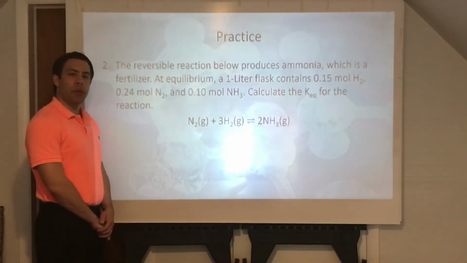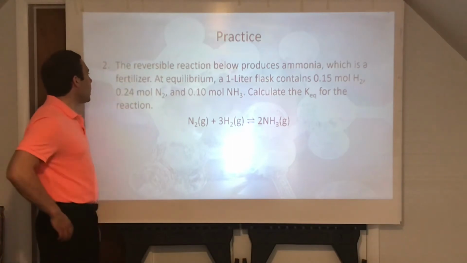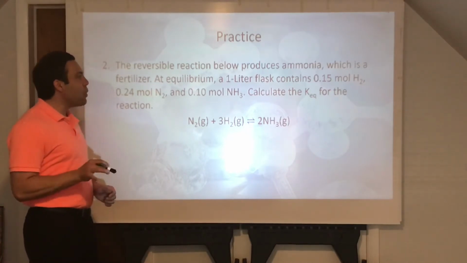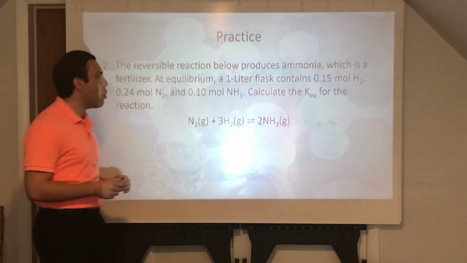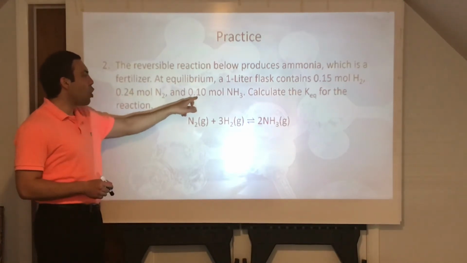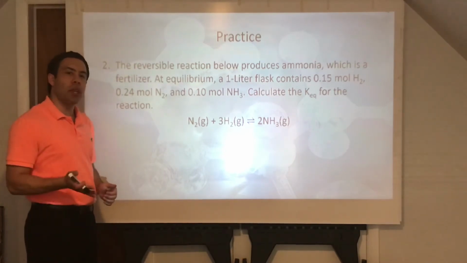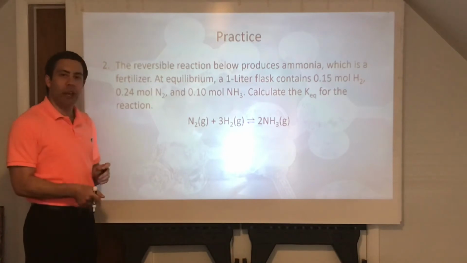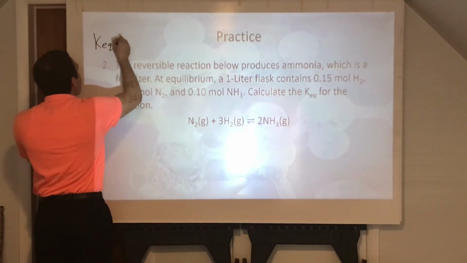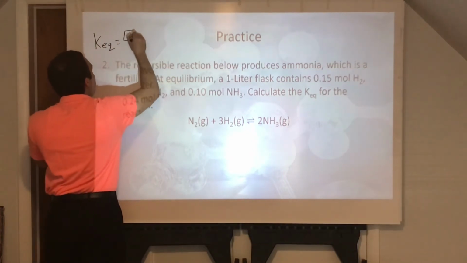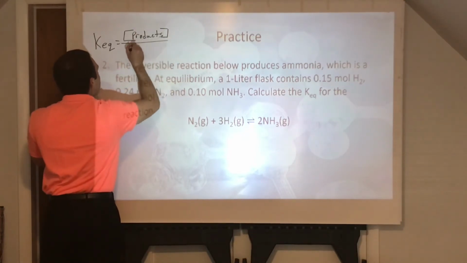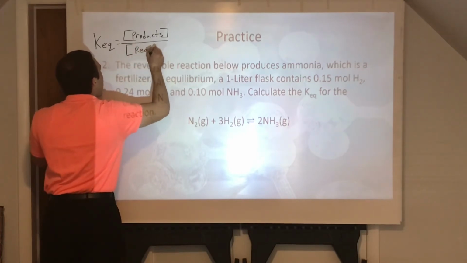Let's try problem number 2 together as well. Practice problem number 2 states, the reversible reaction below produces ammonia, which is a fertilizer. At equilibrium, a 1-liter flask contains 0.15 moles of H2, 0.24 moles of N2, and 0.10 moles of NH3. Calculate the KEQ for the reaction. Once again, remember, KEQ equals the concentration of products divided by the concentration of reactants.